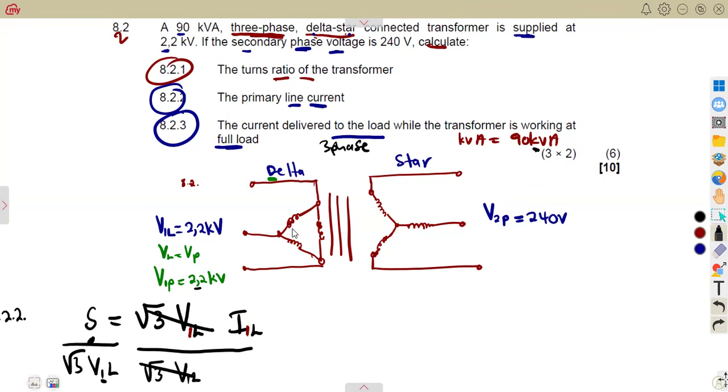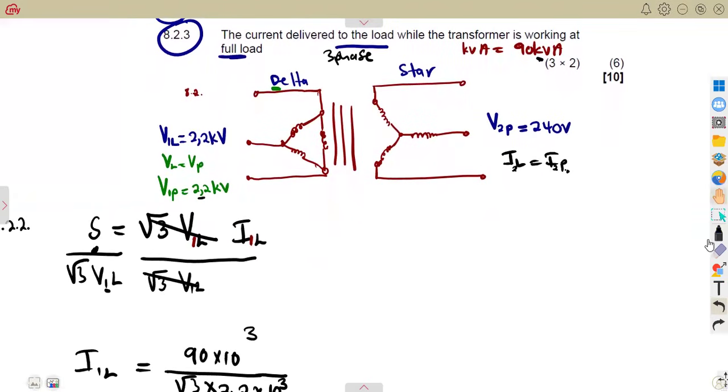So the question is, can we use the same kVA? Yes, we can. Remember that in a star, considering the currents, the line current is equal to the phase current. So by calculating the line current, I'm also calculating the phase current, which is the current to be delivered at the load. Remember what I said about the kVA. It can be used in both conditions, the primary and the secondary. Okay, so I want us to get back to that.